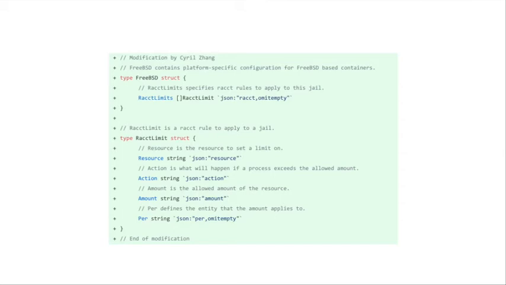Some limits would only make sense like per user or per process or something. So does it make sense to say in the spec that all racct limits will be supported, or are we going to define only a subset of racct limits that will be supported? For example, I can't think of anything off the top of my head.